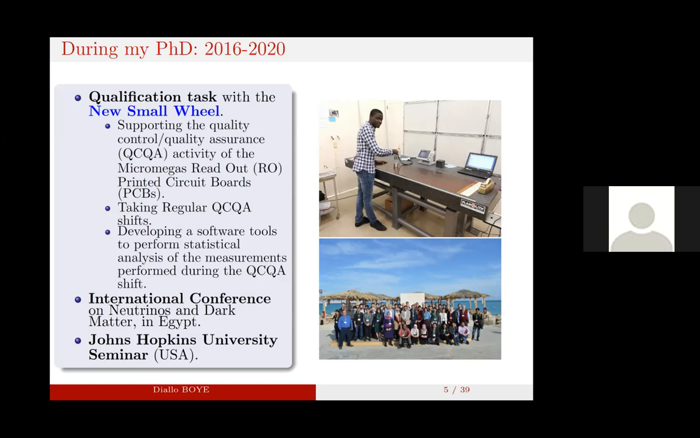I also participated in the International Conference on Neutrino and Dark Matter in Egypt, and I was also invited to give a seminar at Johns Hopkins University in the USA. The pictures on the top are where I was taking some measurements in my qualification task, and the picture at the bottom is in Egypt, at the conference on neutrino and dark matter.